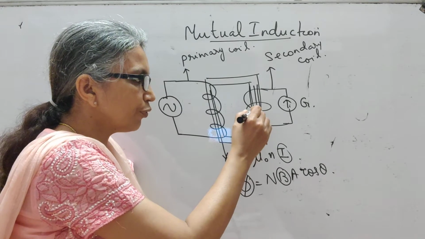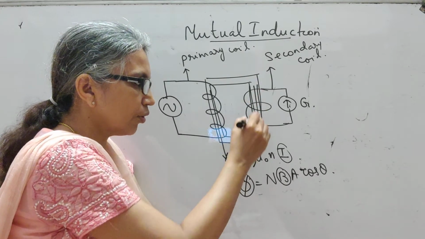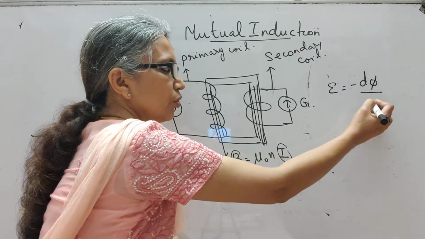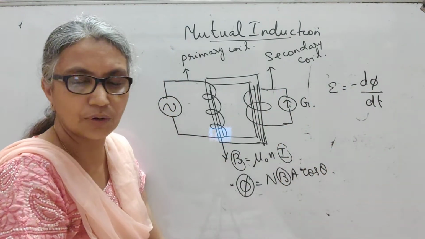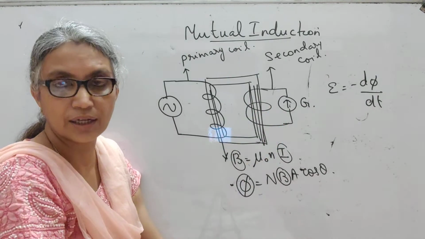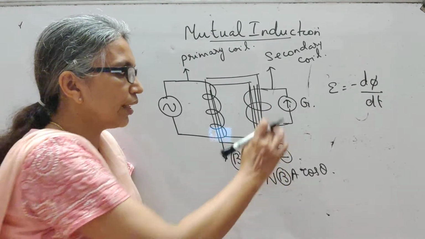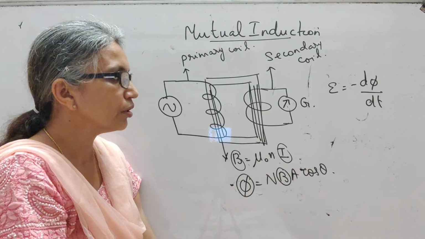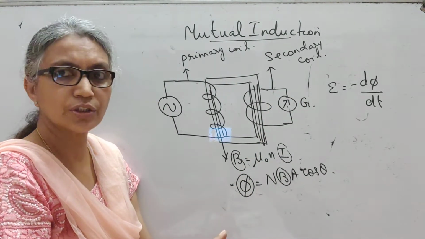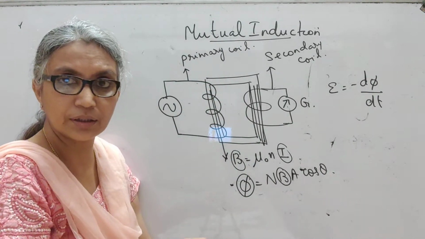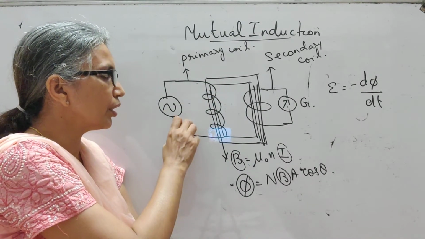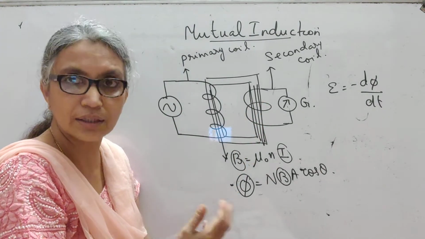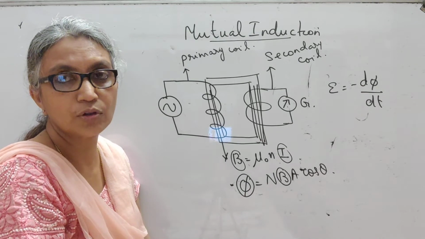So because of a change in flux in this coil, by Faraday's law, there will be an induced EMF in this secondary coil, because of which there is an induced current in the secondary coil, and your galvanometer will show a deflection detecting the induced current. So mutual induction is a phenomenon in which a change in current in the primary coil induces a current in the secondary coil, and this phenomenon is what you call mutual induction.